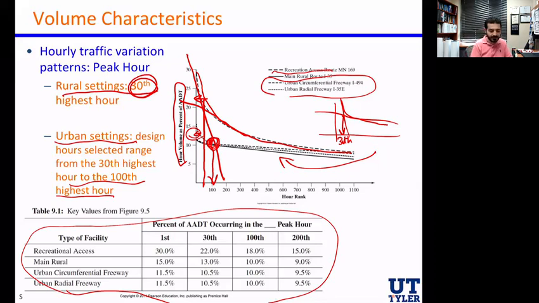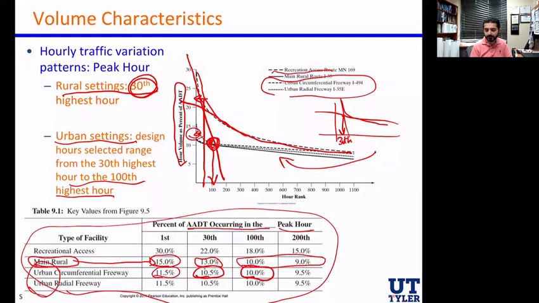So for example, on a main rural road, I tend to see 15%, the percent of ADT occurring in the first peak hour is 15%, which is a high number. And then the 30th is 13, and after that, 100th or 200th is about the same. But for an urban setting, the percent of ADT occurring in the first hour is 11.5%, not that much. The 30th is 10.5, the 100th is 10, and the 200th is 9.5.